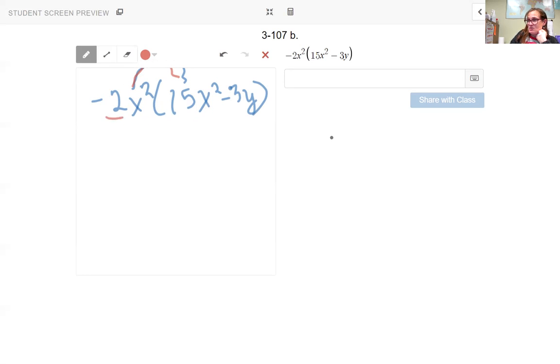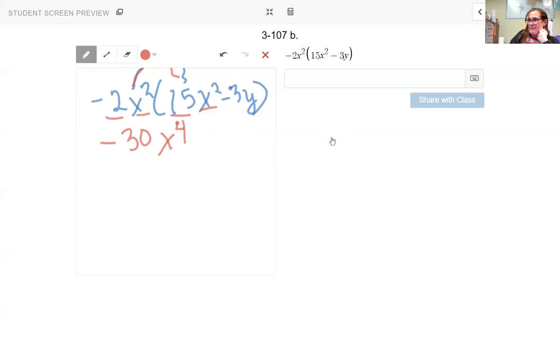Okay, negative 2 times 15 is a negative 30. And then x squared times x squared: that's 2 squares here, 2x is here, and 2x is here. So that's 4x's in all.